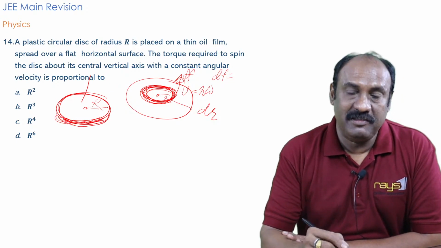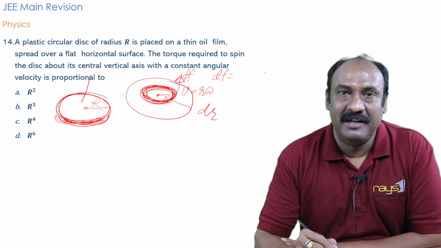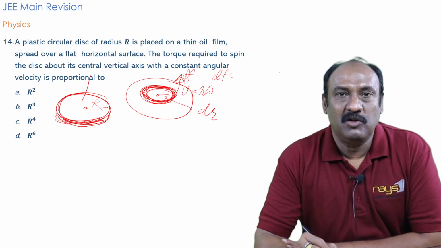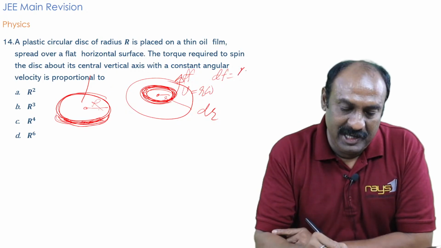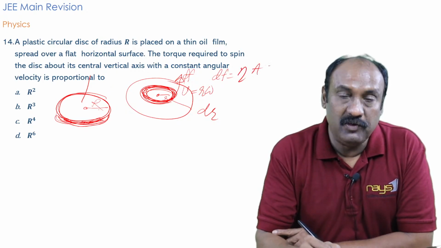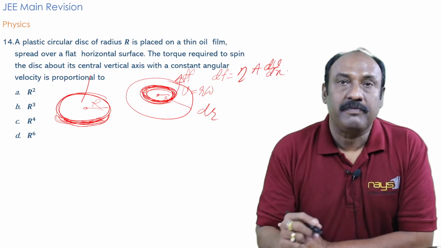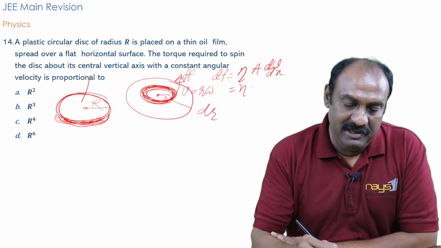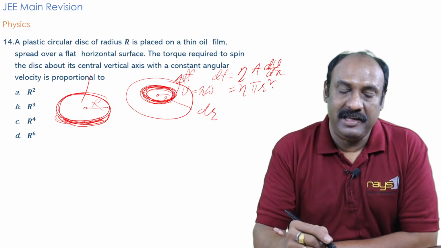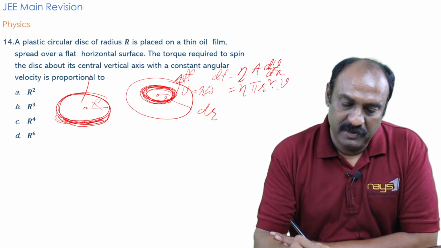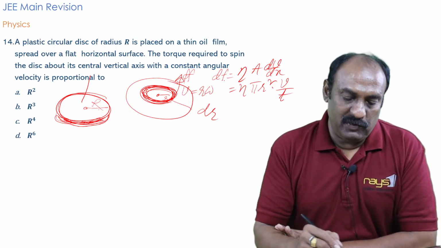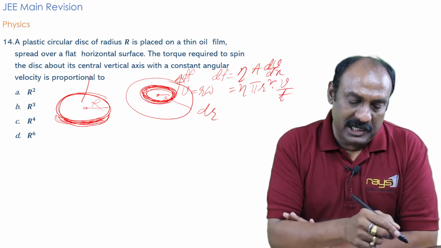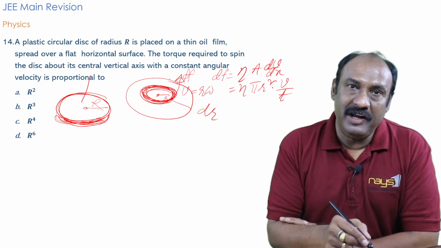So this frictional force is nothing but the horizontal force required to move the plastic surface over this liquid film: F equals eta A dV by dx. So, eta into A, where A is pi r squared, into dV, you write dV as it is, divided by the thickness. Okay, this is the force, but what do we want? The torque required to spin this plastic surface over the liquid film.